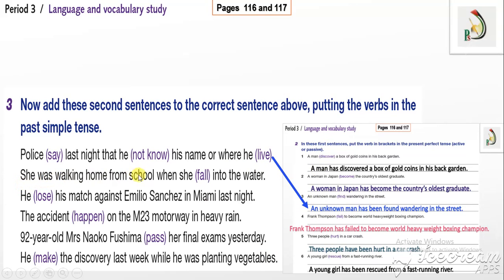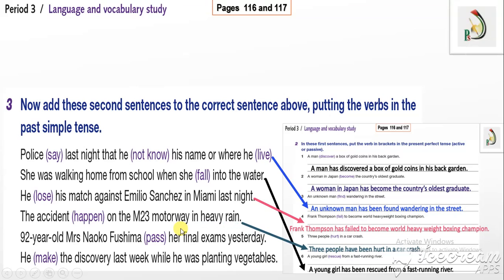Let's match number 2. She was walking home from school when she fell into the water. Which story? A man, a woman, Frank Thompson, three people, or the younger one? Yes, the young girl. He lost his match against Emilio Sanchez in Miami last night. It is about Frank. The accident happened on the M23 motorway in heavy rain.